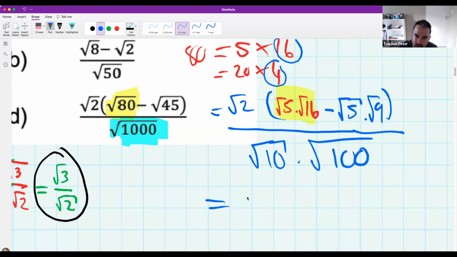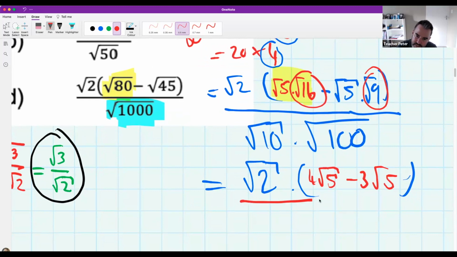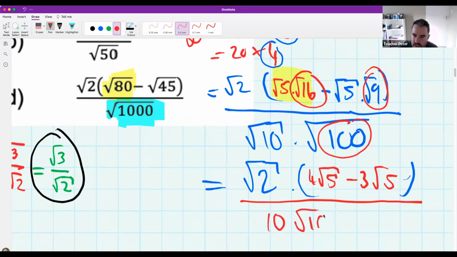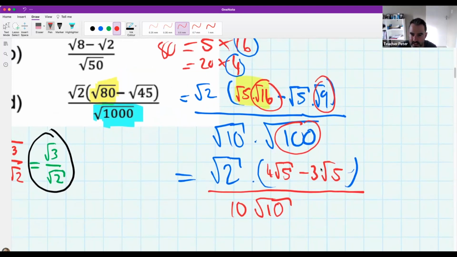Okay. Now, the square root 2 is hanging out in front. Inside my bracket, I have that, which is going to be 4 root 5. And then I'm going to have minus 3 root 5 because of this. And this is all going to be over, this is going to become a 10. So 10 root 10. I want you to see, can you get to the next step by yourself? And when you're done with the next step, just say done in the chat.